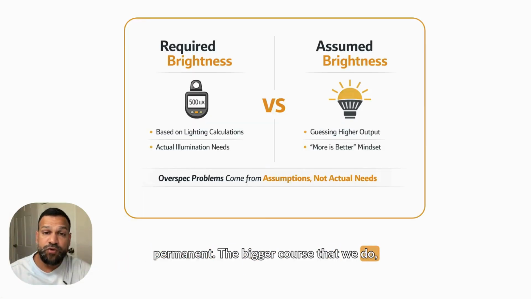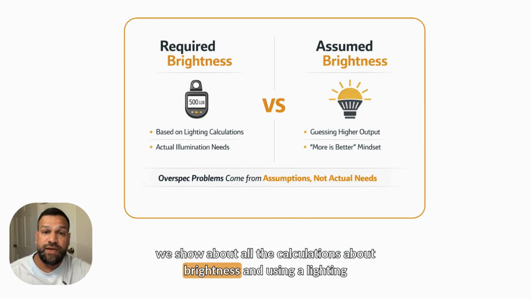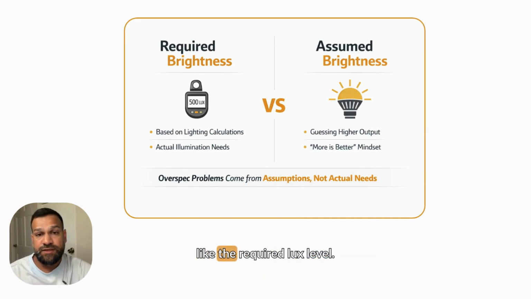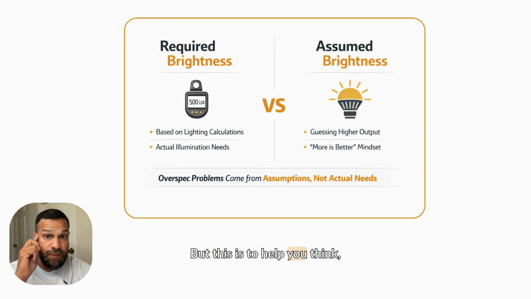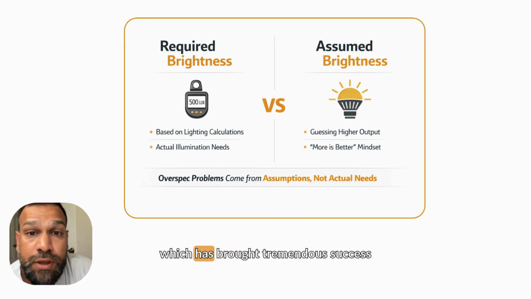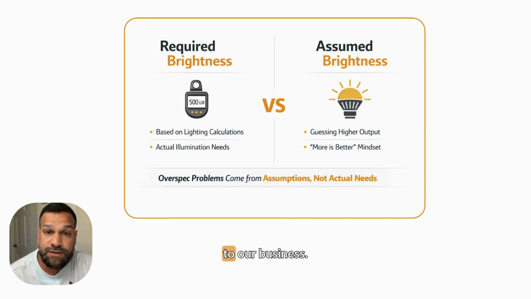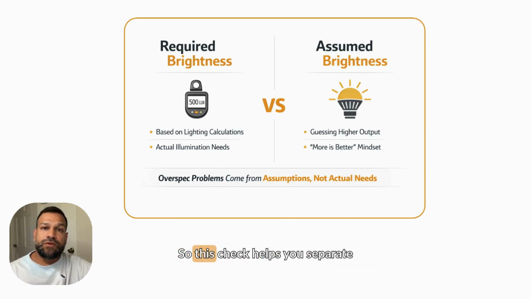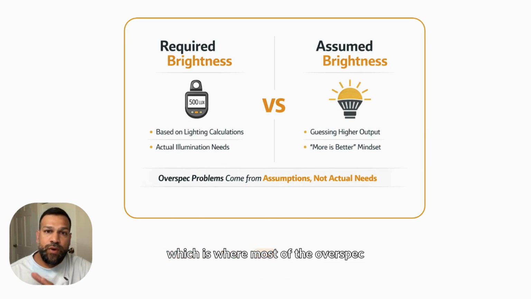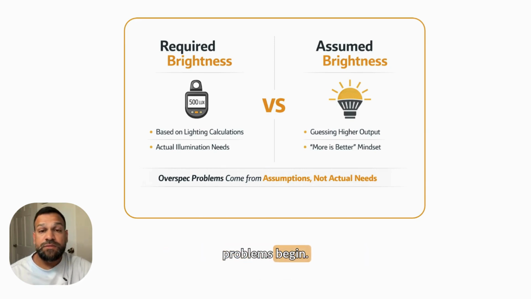In the bigger course that we do, we show all the calculations about brightness, using a lighting calculator, and understanding some lighting standards like the required lux level. But this is to help you think, to build that ABCDE process, which has brought tremendous success to our business. So this check helps you separate required brightness from assumed brightness, which is where most of the overspec problems begin.